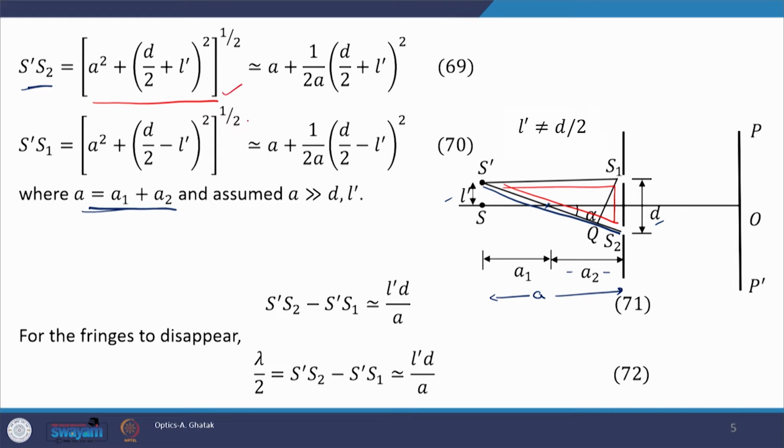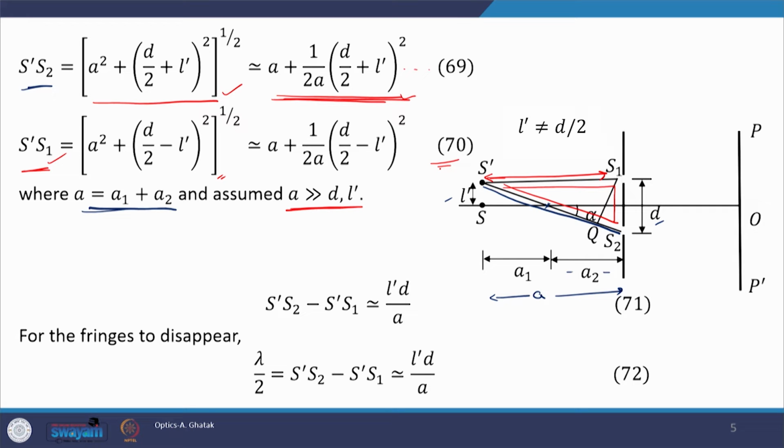Now, you can expand it using binomial expansion, and this reduces to this expression. We can use binomial expansion and neglect higher order terms because A is assumed to be much larger than D and L prime. D is the separation between S1 and S2, and L prime is the displacement of S prime from S. Similarly, we can calculate S prime S1, which is this length, using the Pythagoras theorem.